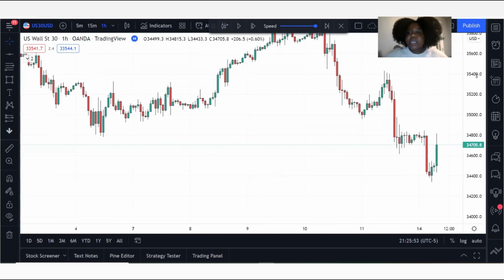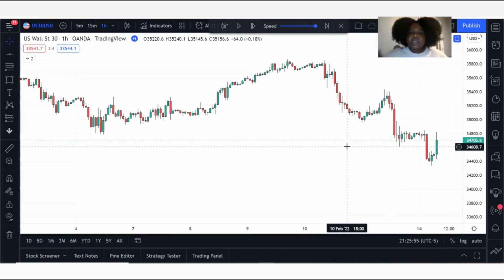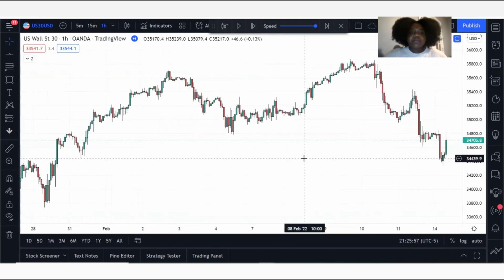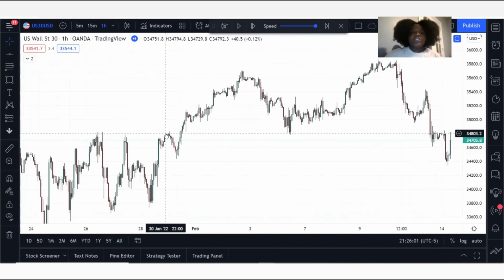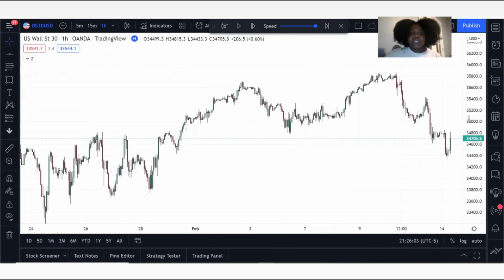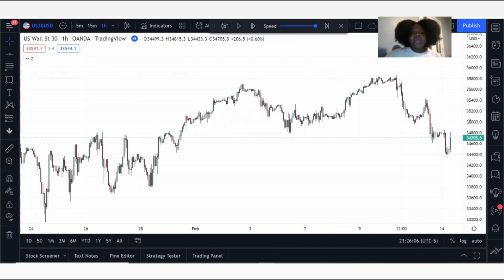This was the 14th, 8 a.m. So now I'm going to zoom out a little bit. I'm currently on the 1 hour time frame, and now I'm going to draw everywhere I see my resistance and support. It's going to be different for everybody. What I may see, you may not see, and what you see, I may not see. But for me, I'm going to draw what I see.